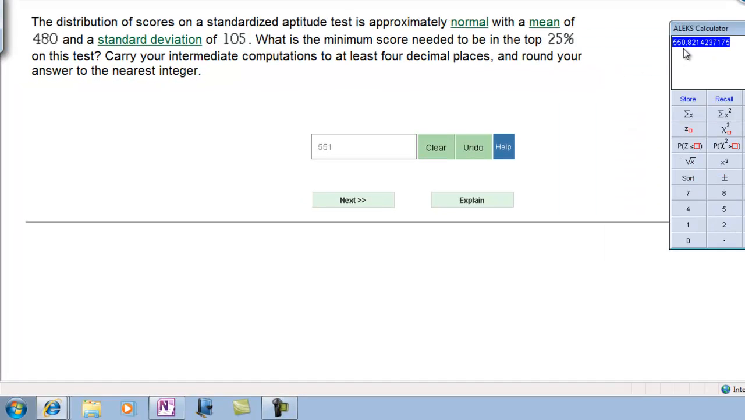Because if you have a score of 550, you're not in the top 25%, you're below. So even if this was 550.2, we would still round it up. Now, ALEKS might say different, but if you do that appropriately and they mark you wrong, let me know. I'll mark you right on a quiz. But definitely, even if this was 550.2, 550 will not get you in the top 25%. 551 will. And that's it.